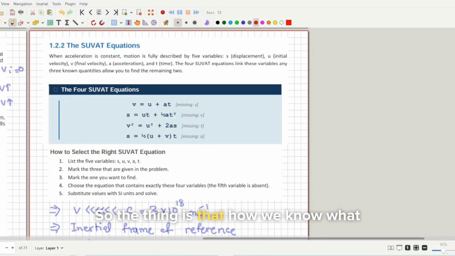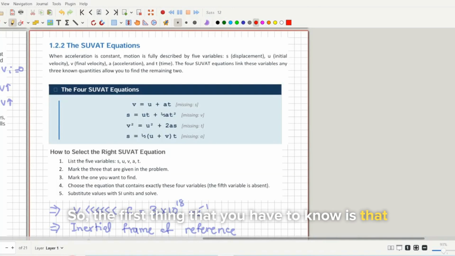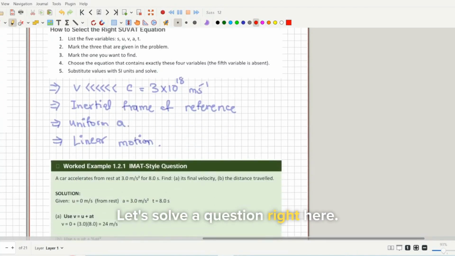So the thing is, how do we know what equation will be used in the numericals? The first thing you have to know is all the variables in the question. Let's solve a question right here.